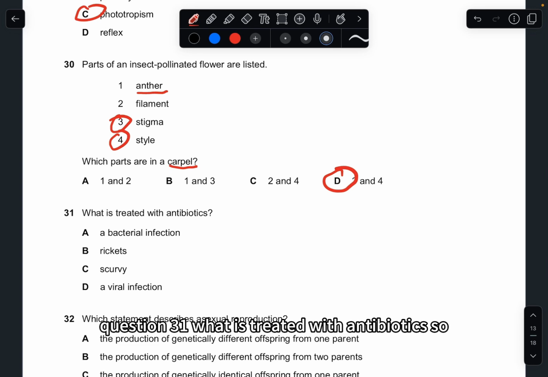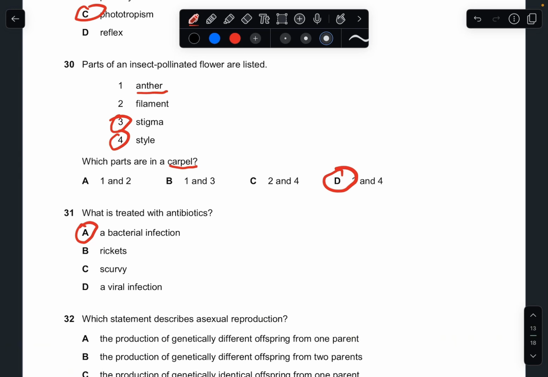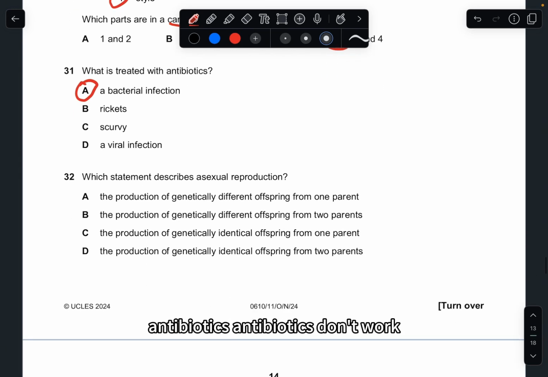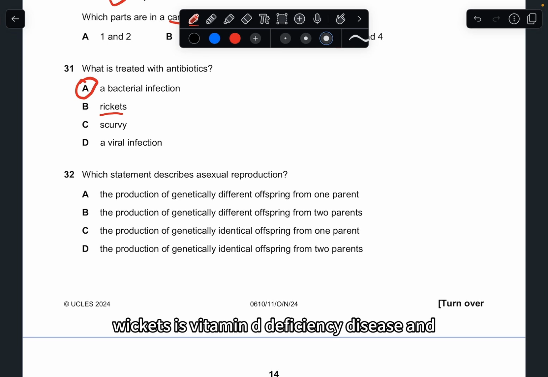Question 31. What is treated with antibiotics? So only bacterial infection can be treated with antibiotics. Antibiotics don't work on viral infection. Rickets is a vitamin D deficiency disease, and scurvy is vitamin C.